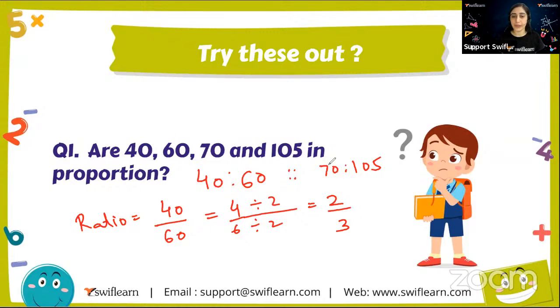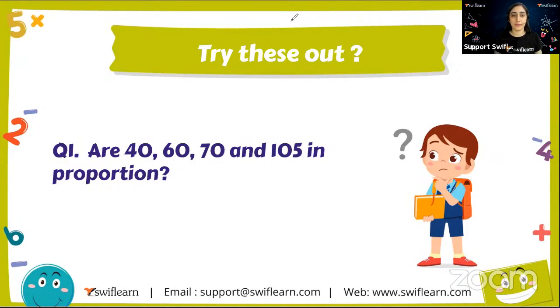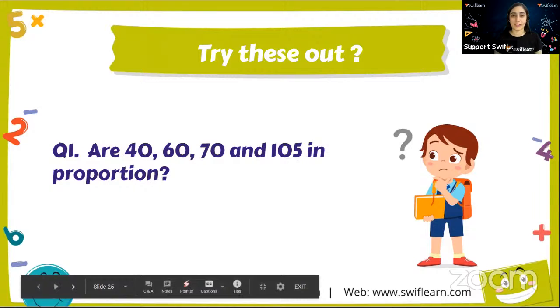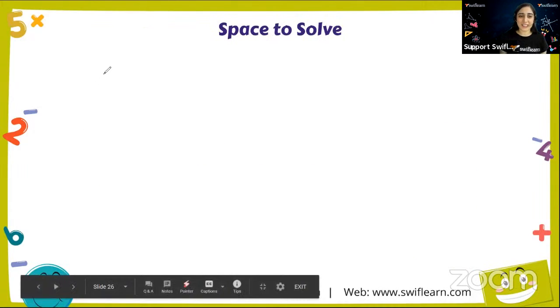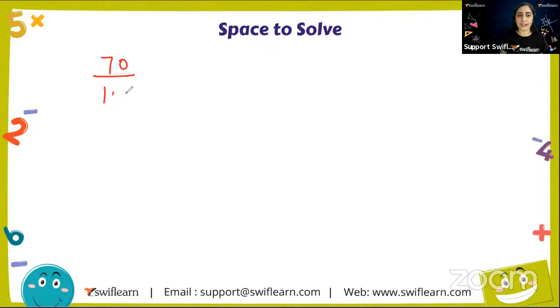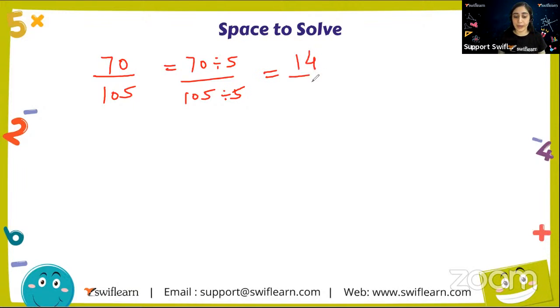Okay. Let's do it for 70 over 105. I'll do it on the next screen, since I have less space. Okay, so it says 70 over 105. Both come in the table of 5, since the last digit is 0 and 5, so it's confirmed. Let's solve it. What do I get? 14 by 21. When we divide 70 by 5, we get 14, and when 105 is divided by 5, we get 21.